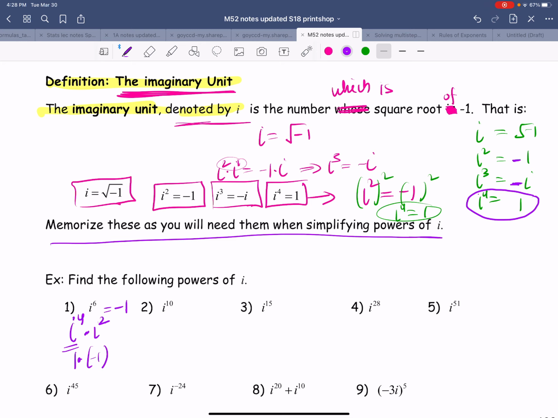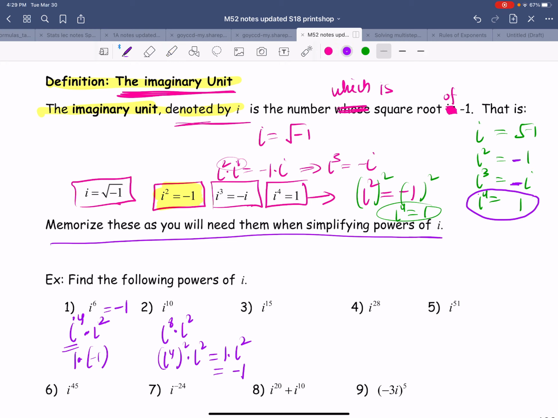Next, we have i to the 10th power. I'm going to break it as i to the 8th times i squared. Again, i to the 8th is i to the 4 to the second power times i squared. i to the fourth is 1. 1 to the second power will be still 1. So it's like 1 times i squared, which is going to be -1, because from my table, I know i squared is -1.